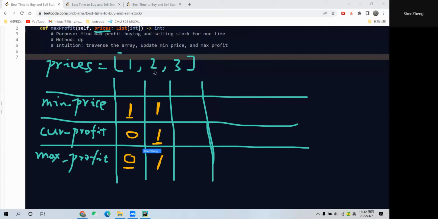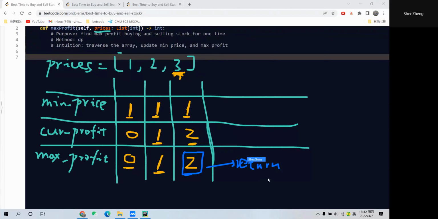Okay, now we've finished this number. Let's move further to the next one. So now the price is 3. And now the minimum price should be the minimum between this 3 and this 1. So it's still 1, right? And the current profit should be this 3 minus this 1, so we get 2. And finally, the maximum profit should be the maximum between this 1 and this 2, so we get 2. Okay, now we've finished traversing the entire array. The last thing we want to do is the return. So the most updated maximum profit is 2, so we just return this one as our search result.